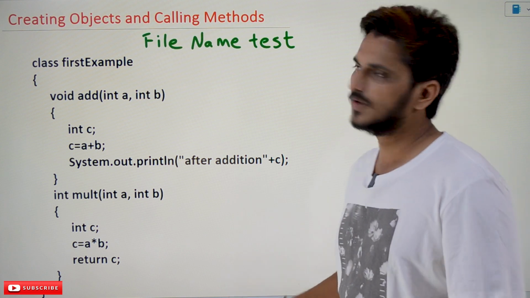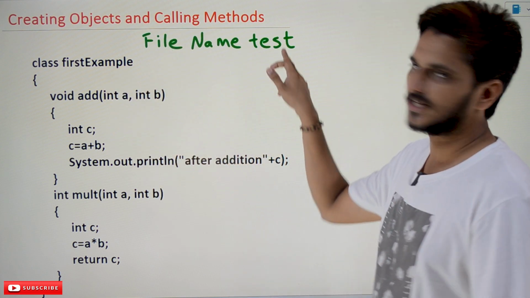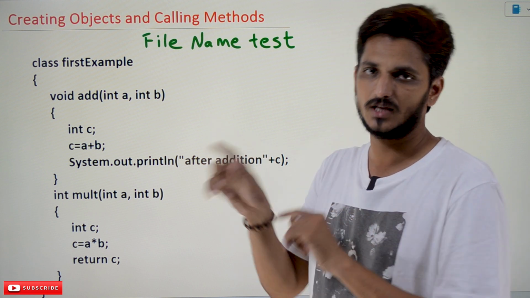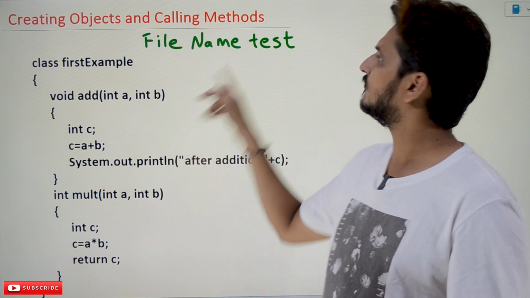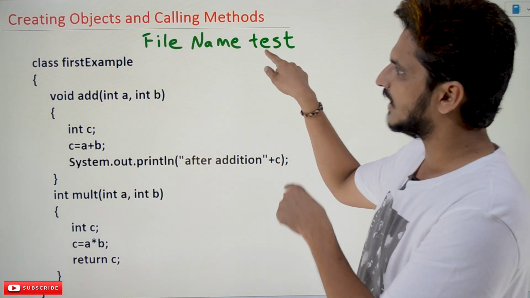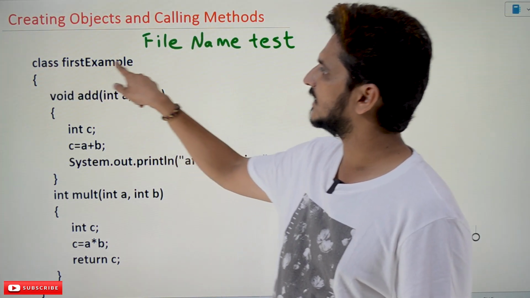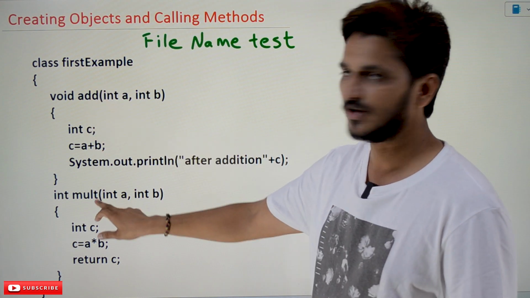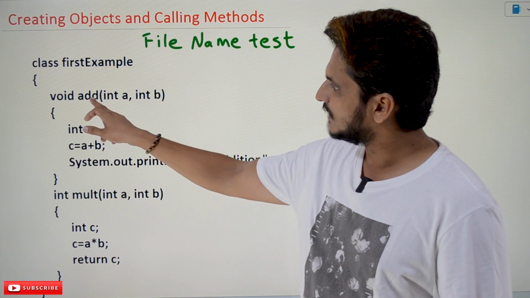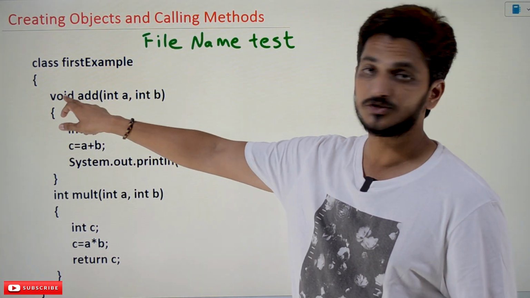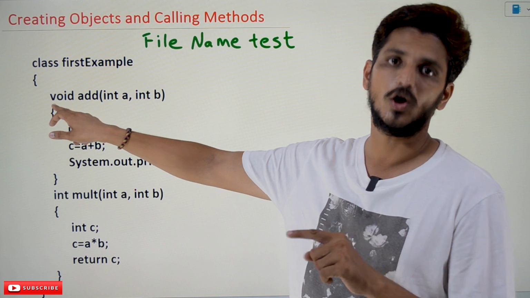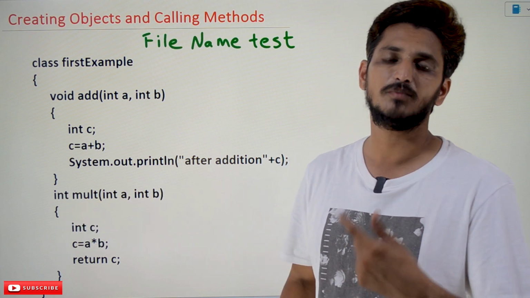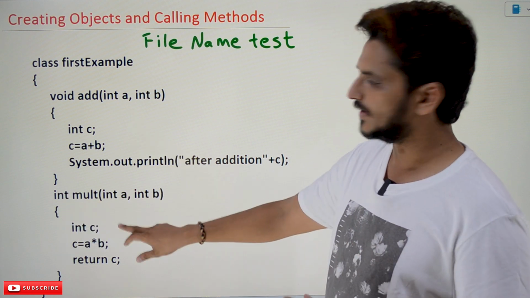Coming to today's example, our file name is test. We are using Eclipse IDE, hoping that you know what file name means. We open a file, we create classes in it, and we run that file. The file name is test. In this file, we are writing a class called firstExample. In this class, we have two methods. One is the add method, the second one is the multiply method. This add method is going to take two input variables and it is not returning anything. That's why it shows void. This multiply method is going to take two input variables and it is returning an integer type of variable. So we have two methods.